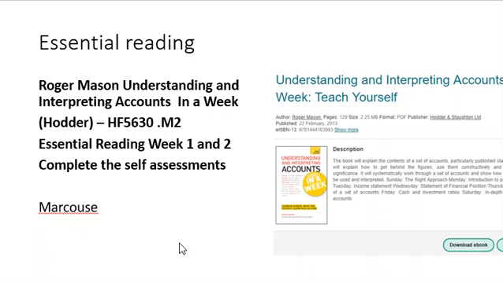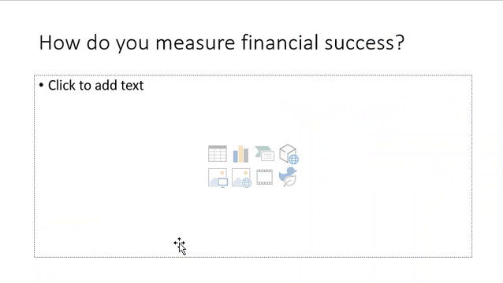The other textbook, again in the module guide, is the Marcouse book. It's an A-level business textbook. Marcouse has been writing books for years and years, and they are, generally speaking, pretty good. How do we measure financial success? In your report, we're just looking for some indicators of success and failures of the two businesses you're following.